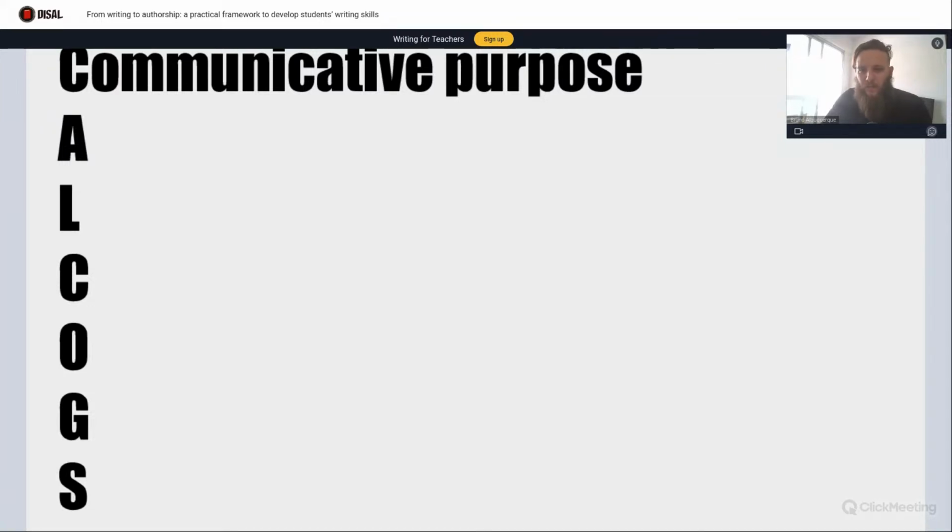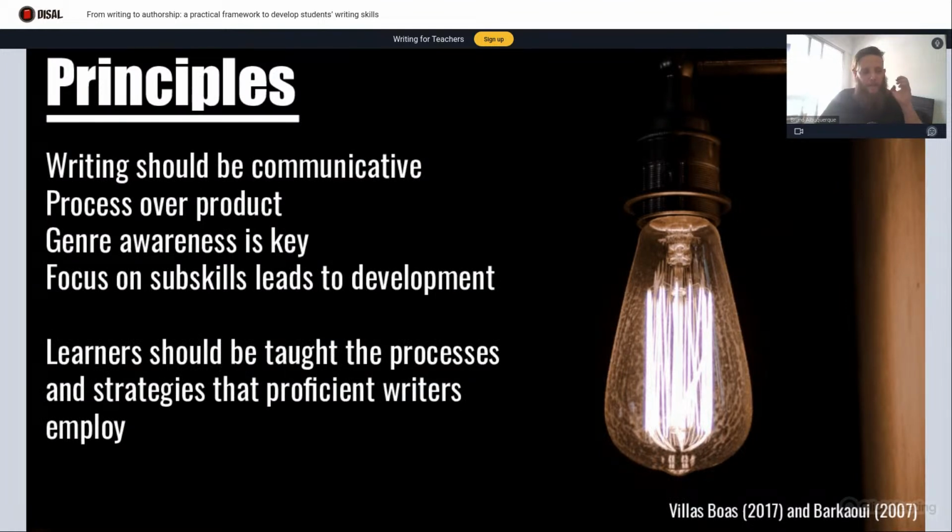What is the genre of this? What does it look like? Who's the audience? Who is going to read this? What does it look like? So I think that this is another key point here of using the process genre approach to get students to write. It's because they're writing real, actual pieces of writing that people write outside of the classroom.